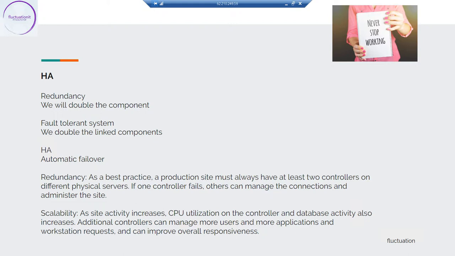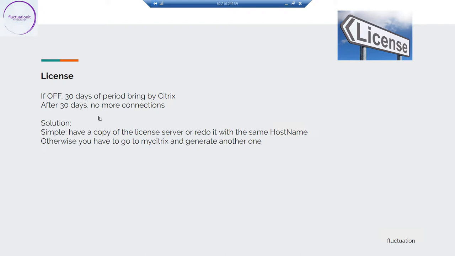After that, you have scalability. If your site increases and you have more and more users, of course the CPU utilization of the controller and database activity will increase. So you can add an additional controller and manage more users and more application and workstation requests. And you can, of course, improve the overall responsiveness.